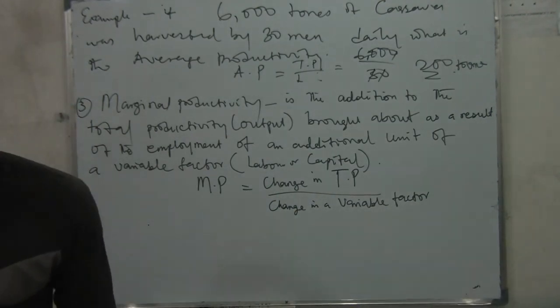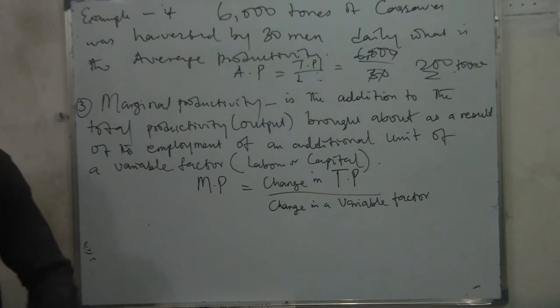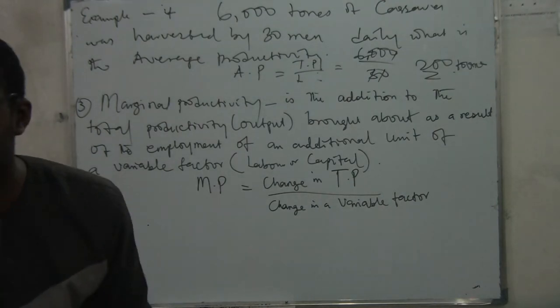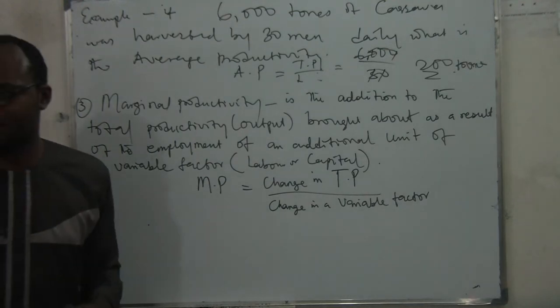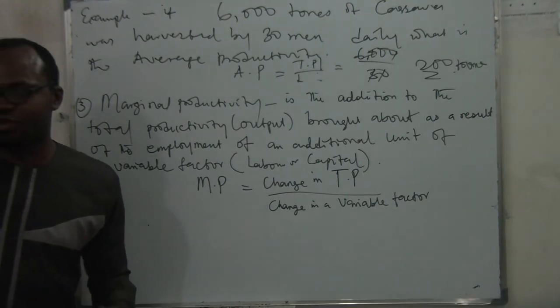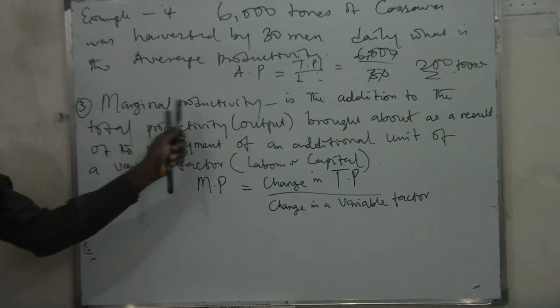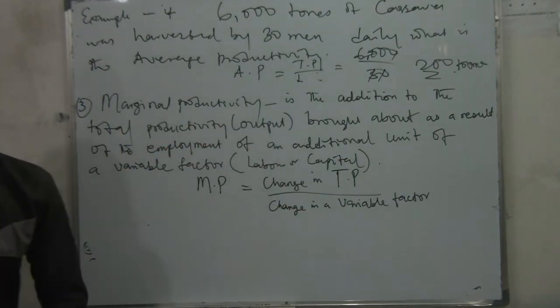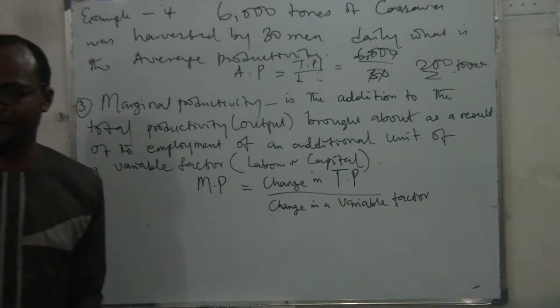Capital. So if you add extra labor, let's say 2 men, or you add extra capital, let's say 20,000 naira, to the money you use in the daily work, you see that you produce more. You understand? So that small amount that is added to your total output is what we call what? Marginal productivity. And the formula to calculate it is change in total productivity all over what? Change in variable factors.